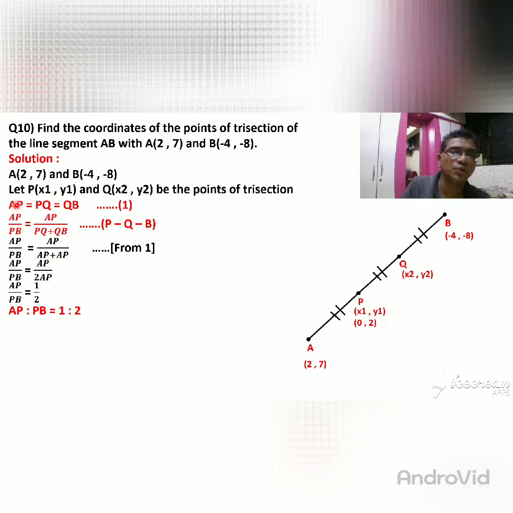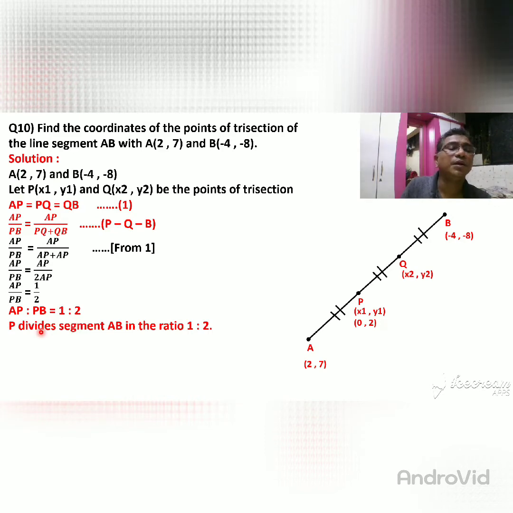How are you getting AP? See, PQ is equal to AP. So instead of PQ, I write here AP. QB is equal to PQ, but PQ is equal to AP. So instead of QB, I write here AP. So AP plus AP, 2AP. So AP upon 2AP, cancel, 1 upon 2. So AP upon PB is equal to 1:2. That is the ratio you are getting here.